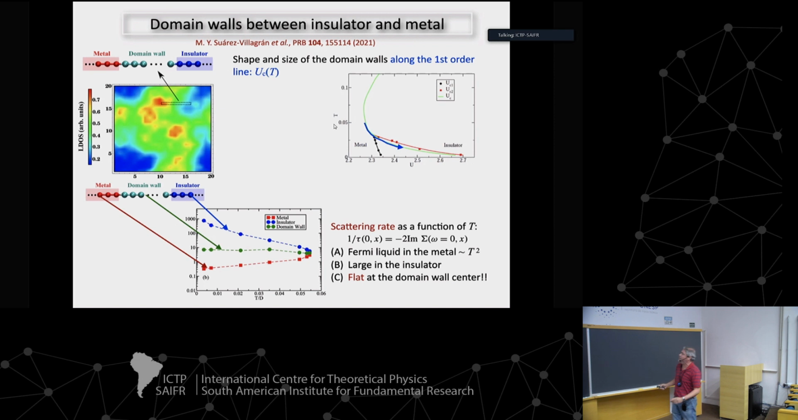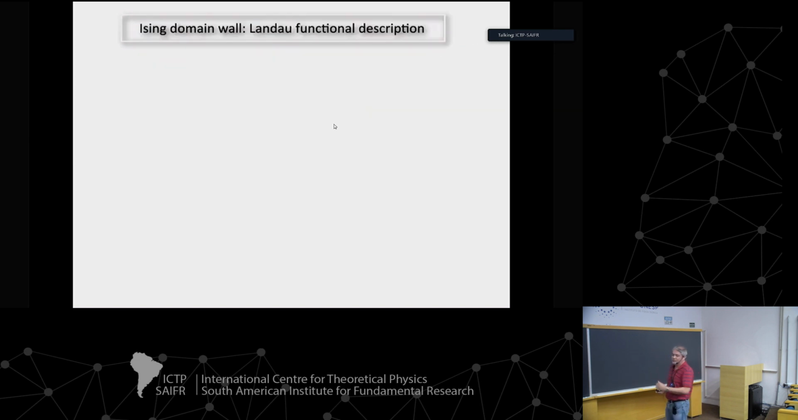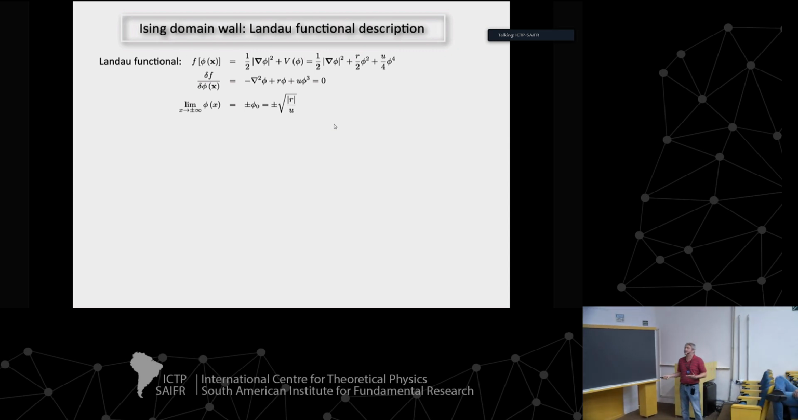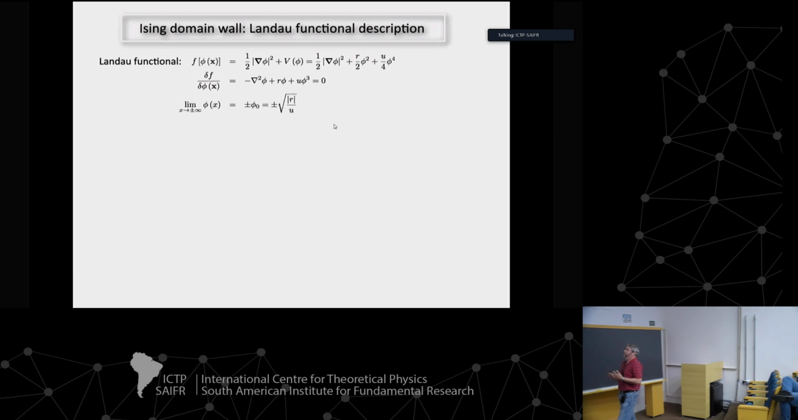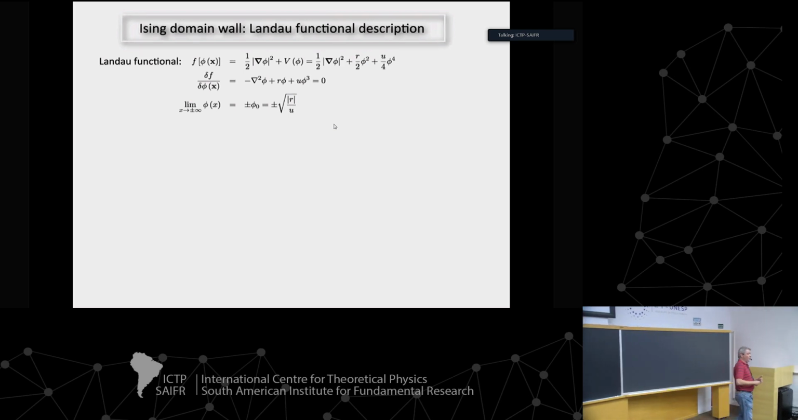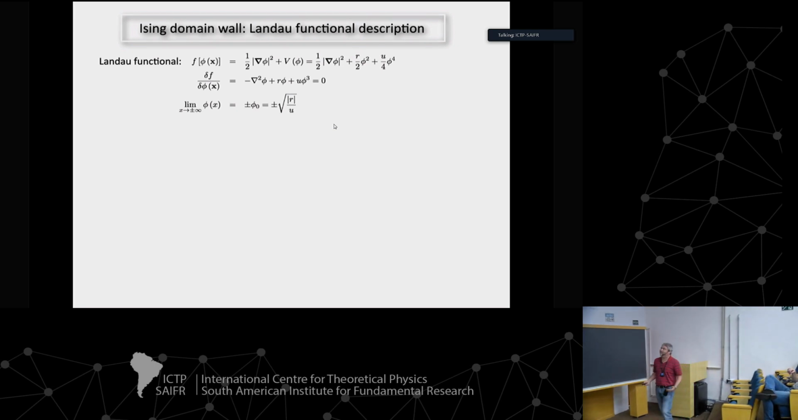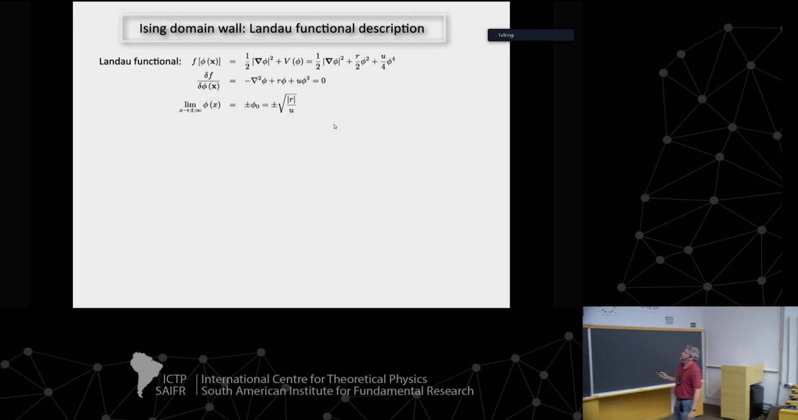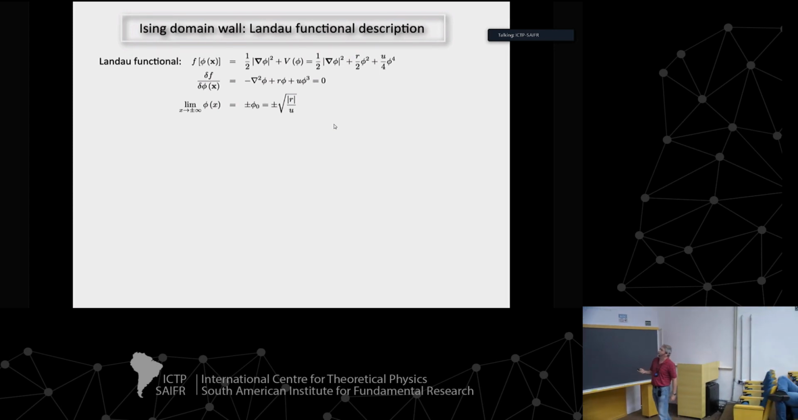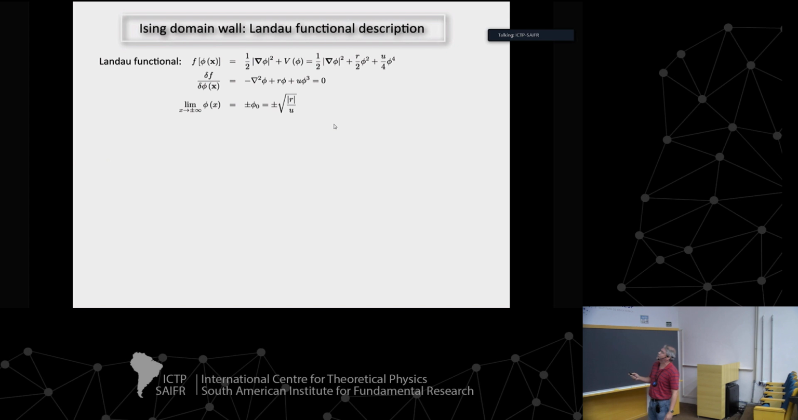So this is already something, but we wanted to go a little bit further and analyze this in more detail. And so let me remind you of the Landau functional description, once again, this is a mean field treatment of the problem. So let's first look at what the mean field behavior is for the Ising model. That's sort of behind this treatment. So this is the Landau functional appropriate for an Ising model close to the critical point.